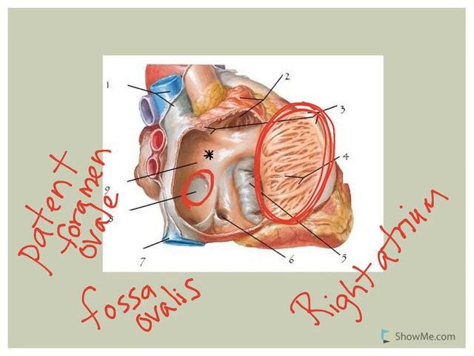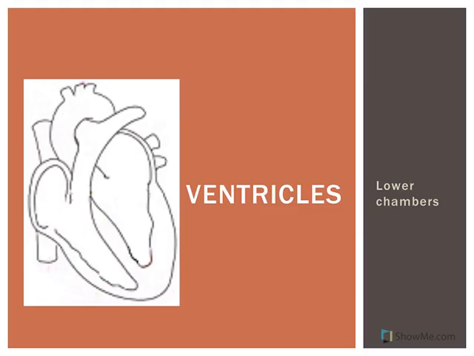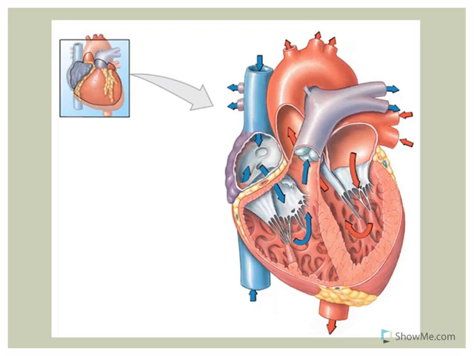Now, the next thing I want to look at is the lower chambers of the heart. The lower chambers of the heart are referred to as the ventricles. This one right here is the right ventricle. This right here would be the left ventricle. So the ventricles are thicker walled chambers, and their job is to create pressures to get blood to certain locations.